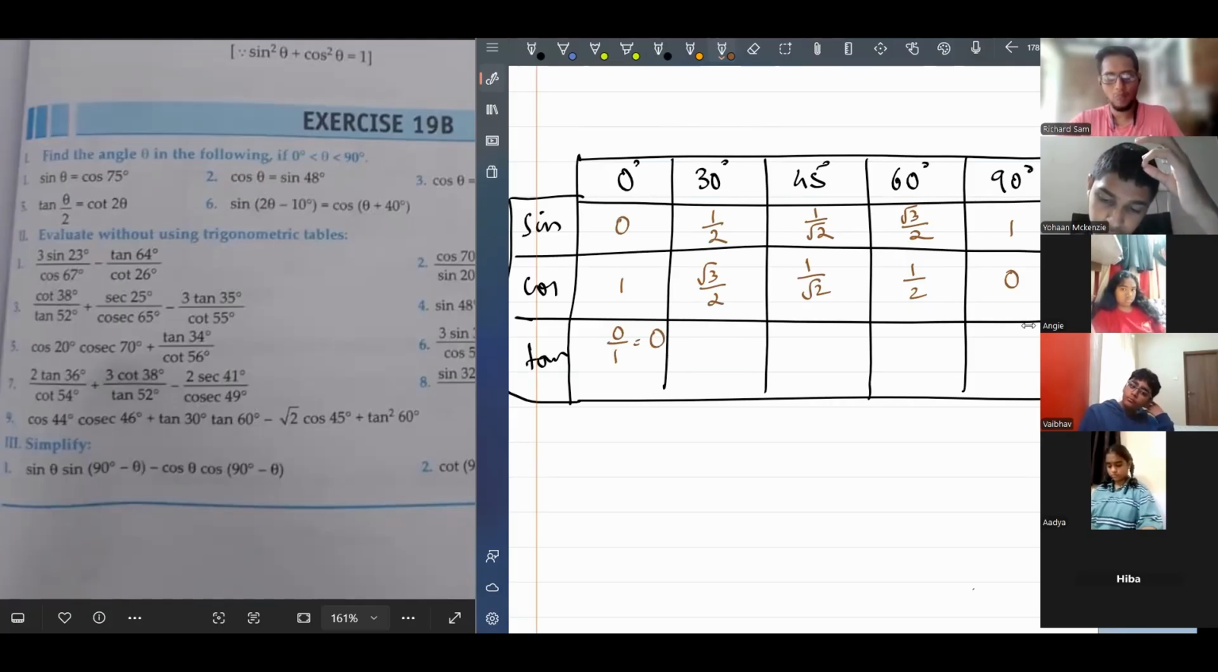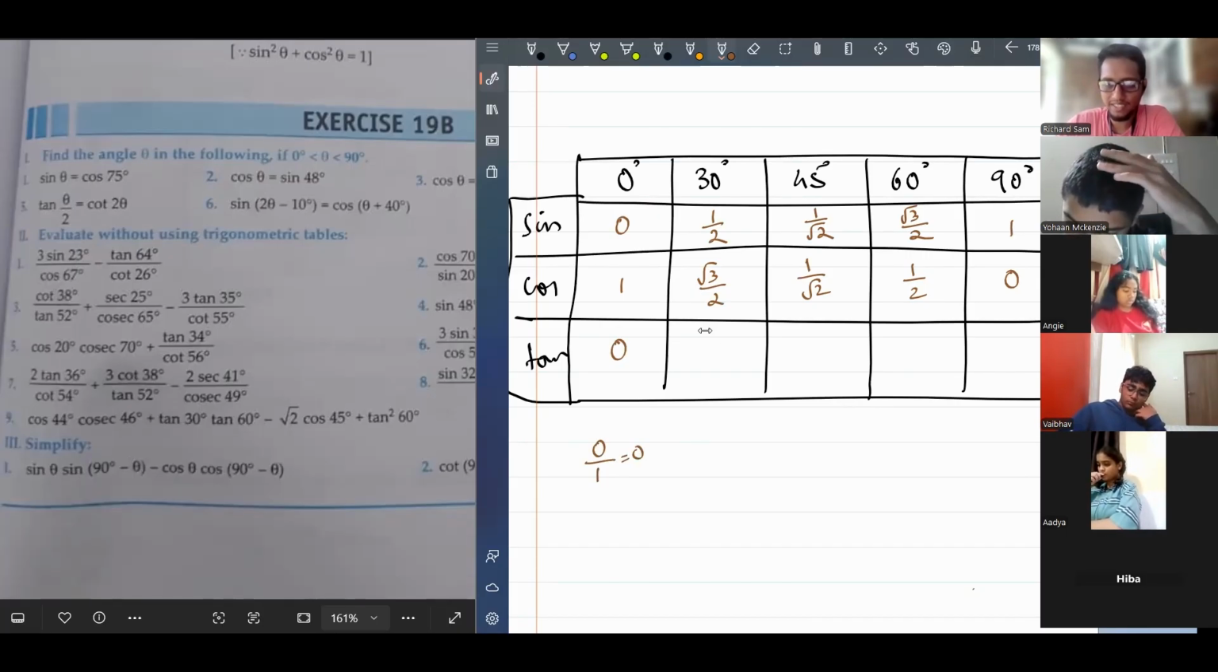I'll not spoil this table. Let's write the answer only. On the side, I will do it here. 0 divided by 1 is 0. Now, what is tan 30 degree? Tan 30 is 1 upon 2 divided by root 3 upon 2. 1 upon 2 divided by root 3 upon 2.